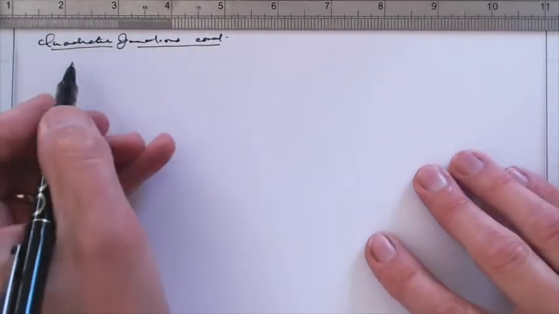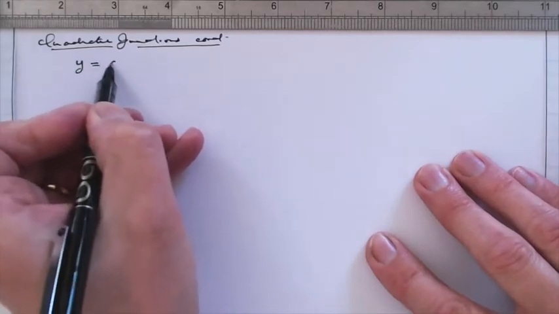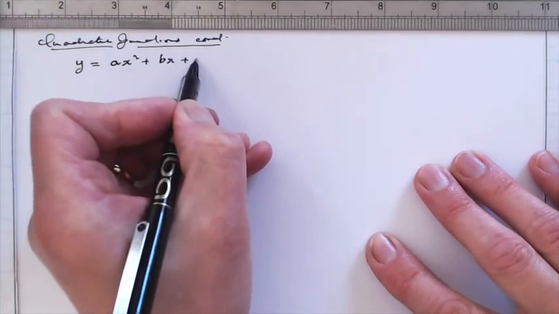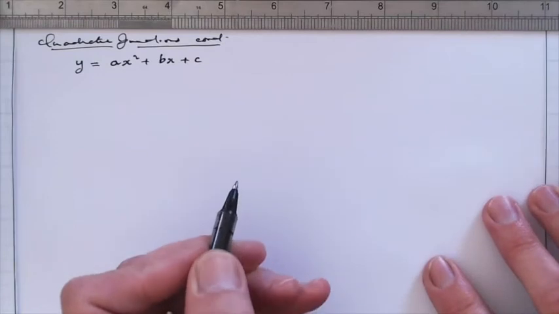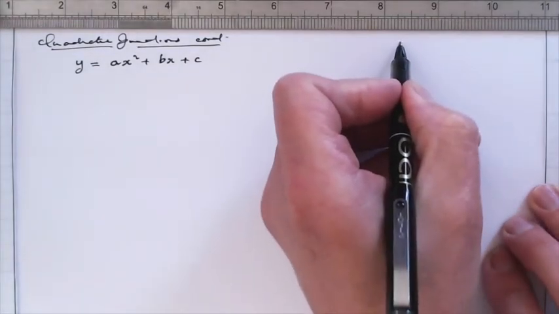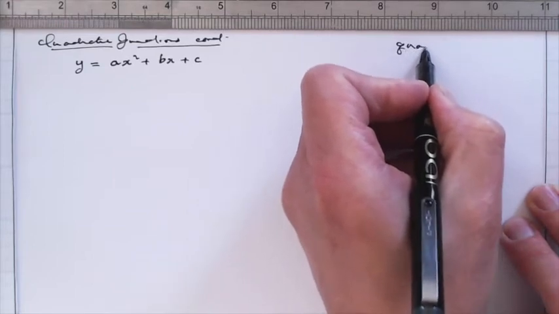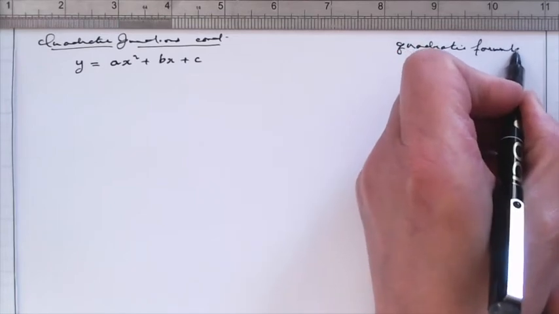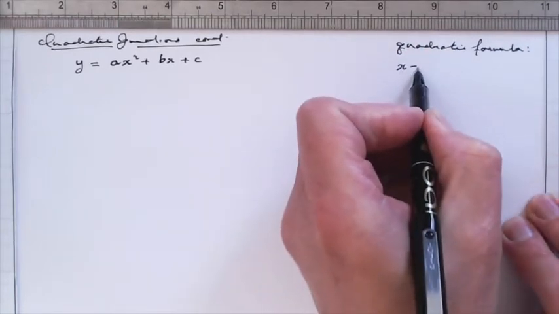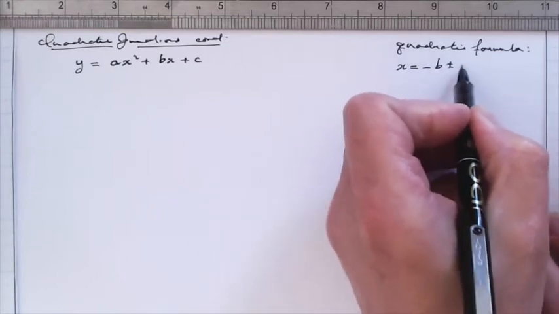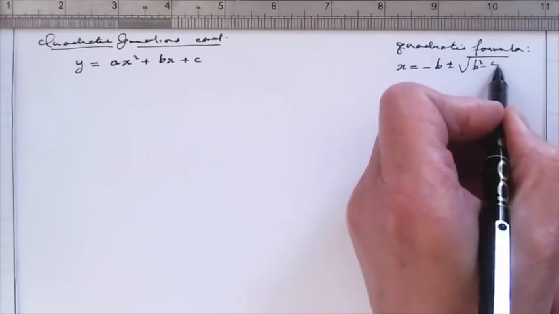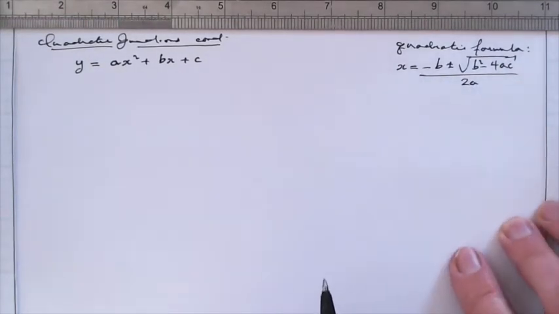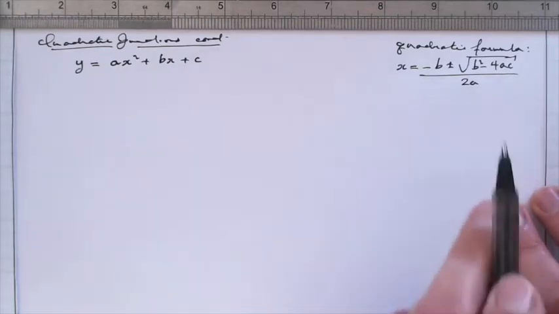So the general form of the quadratic function is y equals ax squared plus bx plus c, and we also know that there is something called the quadratic formula, which tells you the value of the roots, and that quadratic formula is x equals minus b plus or minus the square root of b squared minus 4ac all over 2a. And the question is, how do you get from there to there?